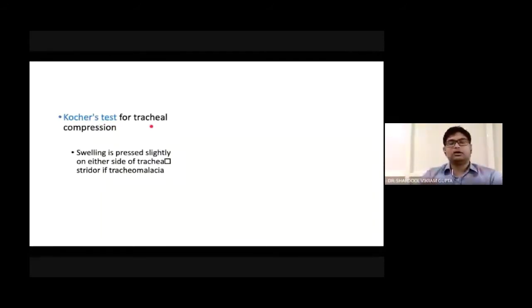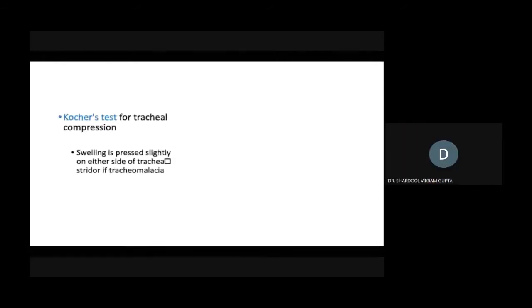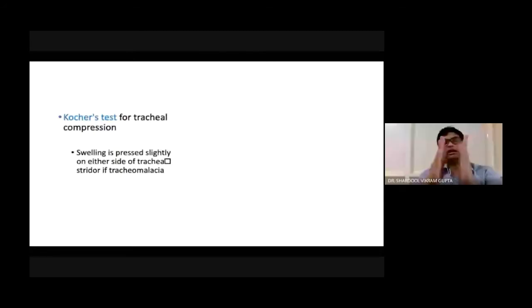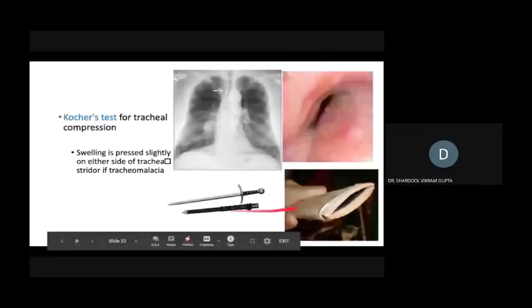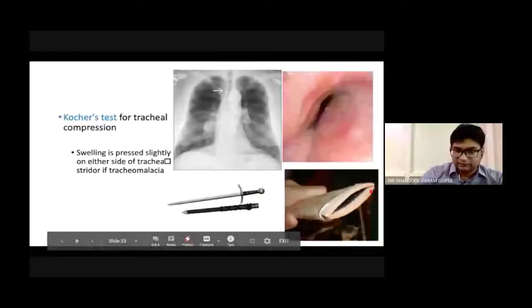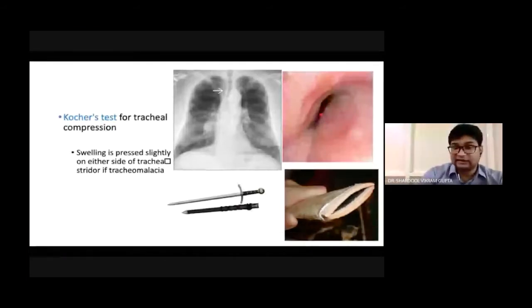What happens in long-standing goiter? There is tracheomalacia. The trachea becomes flat. The circular lumen becomes like the scabbard, the sheath of the sword. This is the sword, and this is the sheath. It becomes anteroposteriorly compressed like this, as you can see in the bronchoscopy image. This is an anteroposteriorly compressed trachea. So Cocker's test is done for tracheal compression.